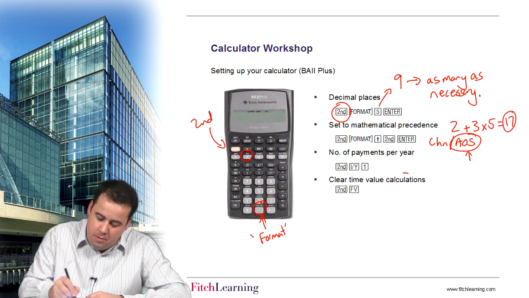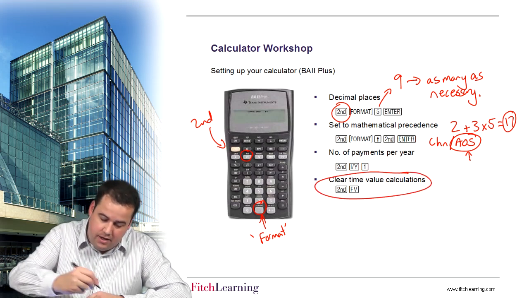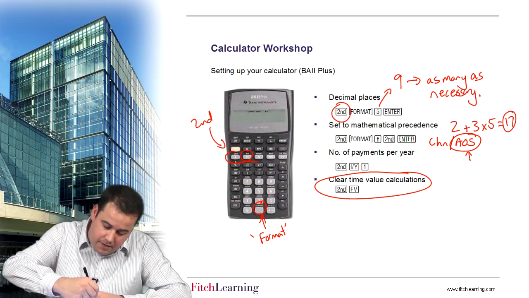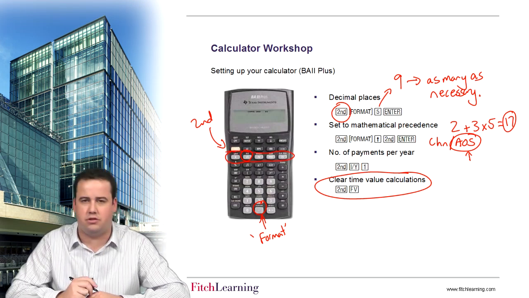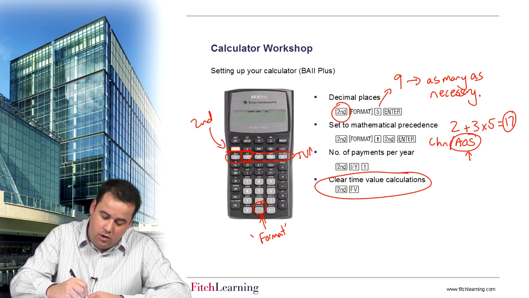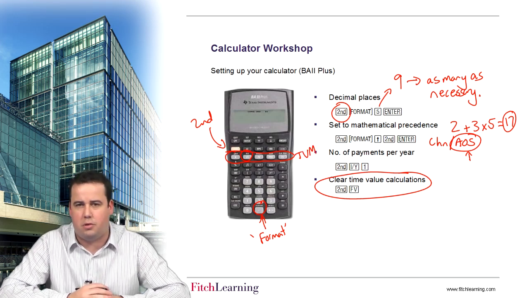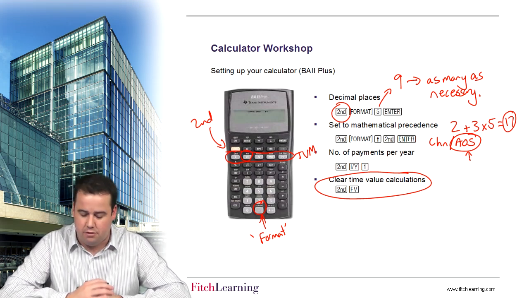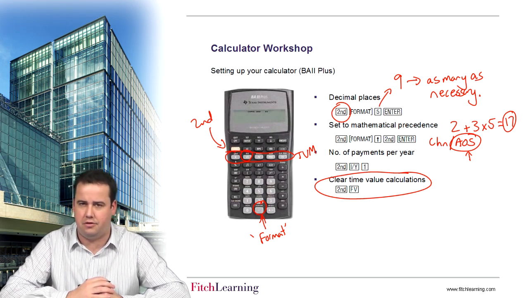Okay, and then lastly, before you do any time value of money calculations, the time value of money calculations are those gray buttons across the middle of your calculator. These are your time value of money calculations, your bond calculations are all going to be on there. Whenever you're doing any of those questions, you have to remember to clear your time value first, okay?